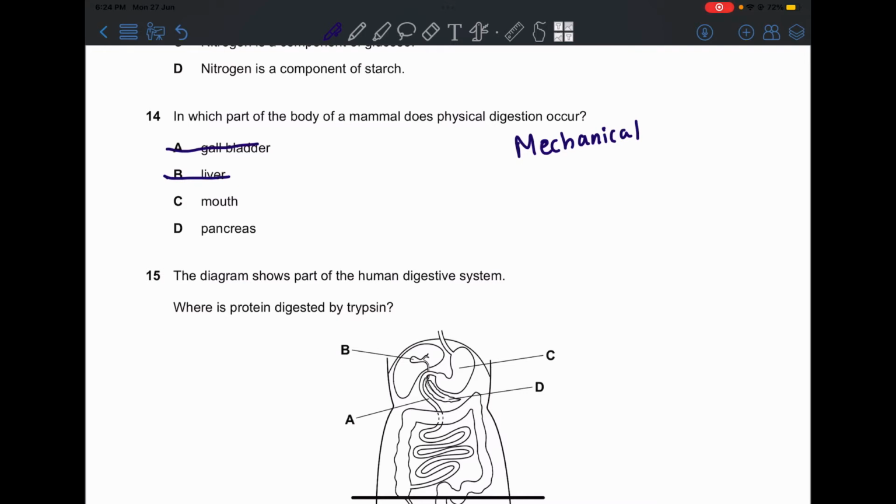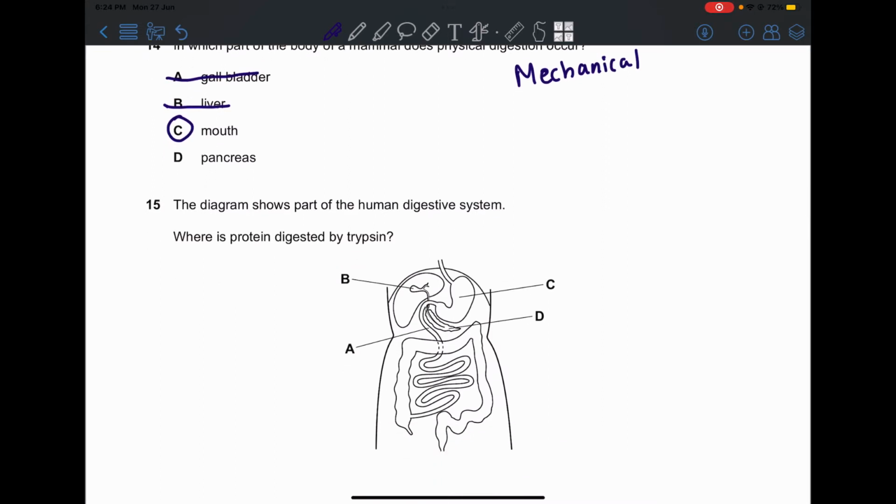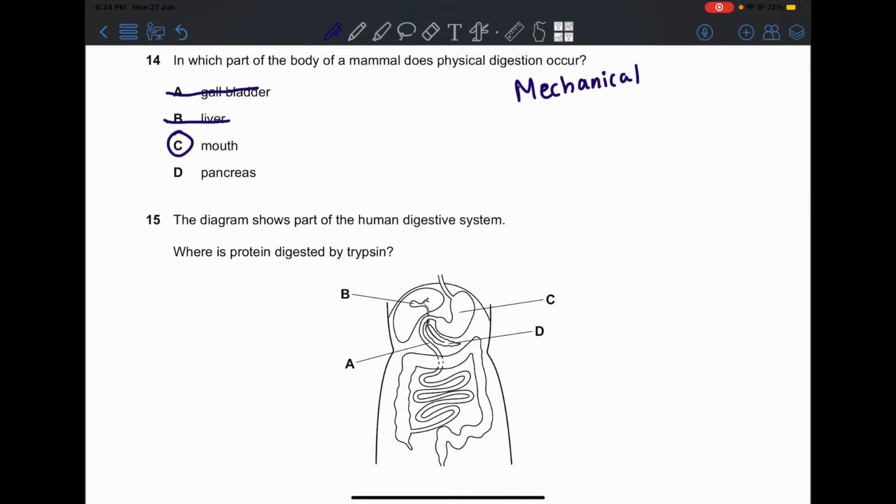C, mouth. Well, this is actually correct because, as we know, there are the teeth in the mouth which actually perform the mechanical digestion or physical digestion, unlike the chemical digestion of the enzymes and stuff like that. So actually it's going to be C. Now, why not the pancreas? Because as I explained now, the enzymes are chemical digestion and not physical digestion.